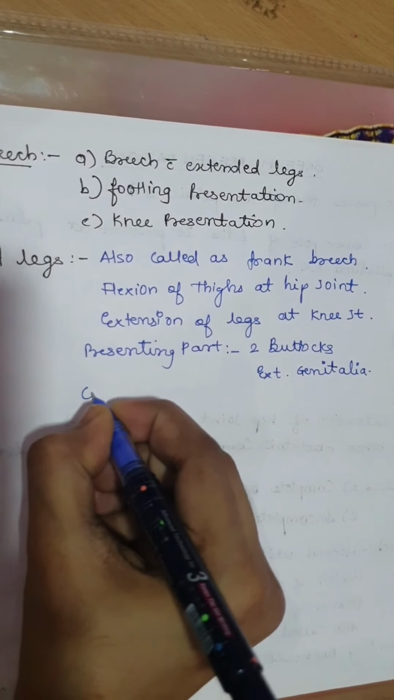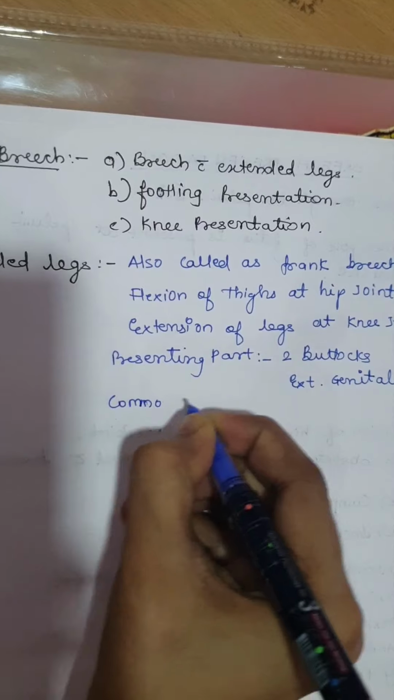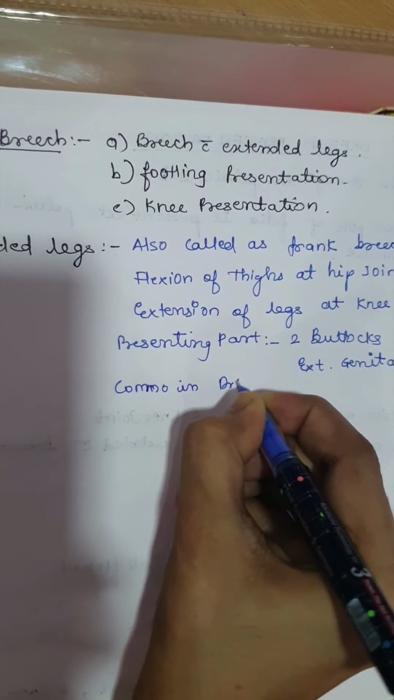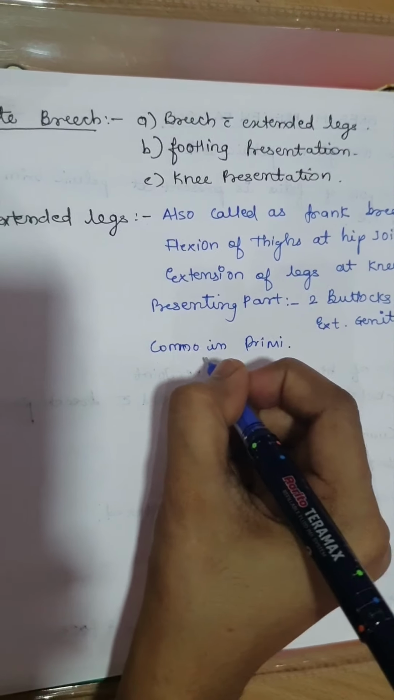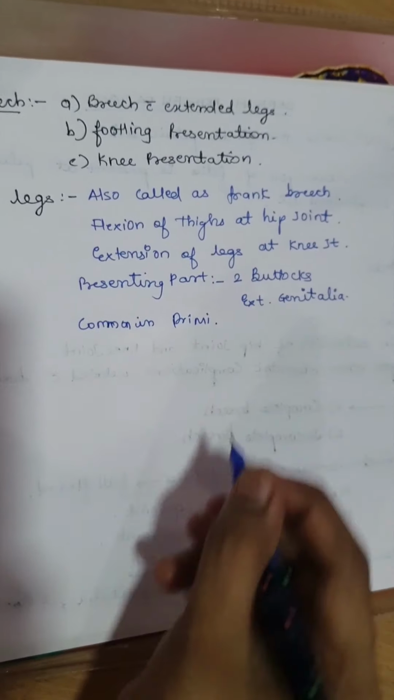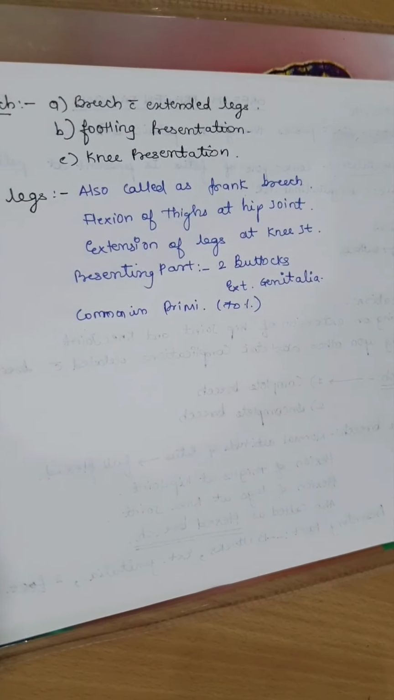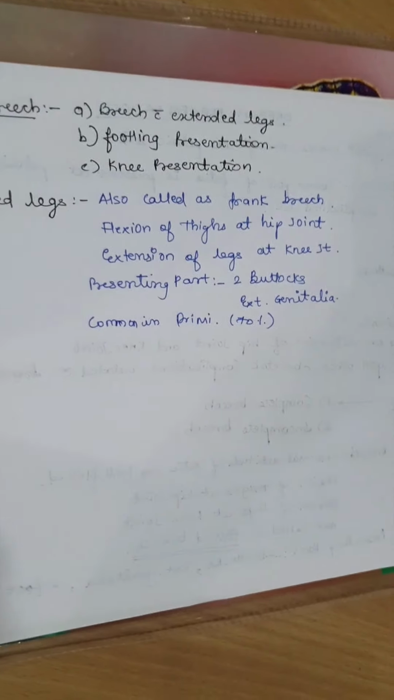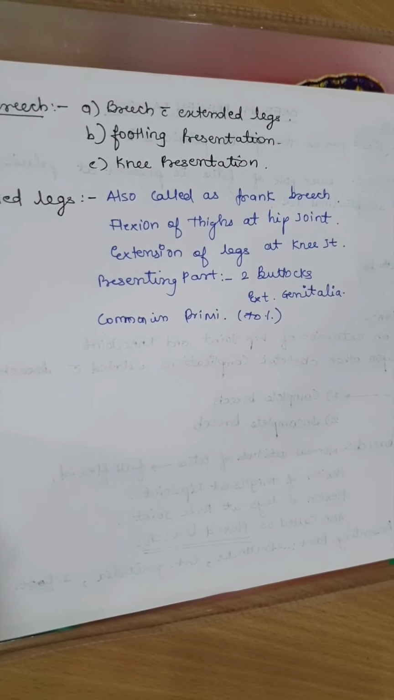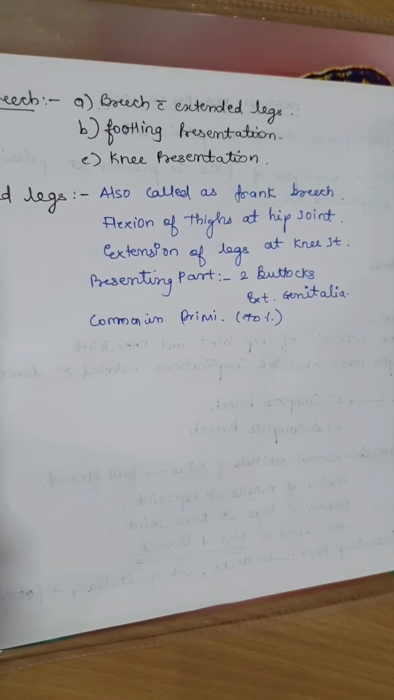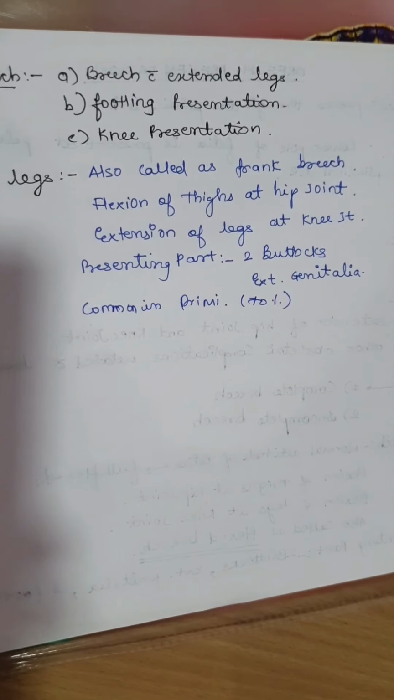And the main thing to remember over here is that this type of breech is commonly present in the primigravida. Almost 70% of primigravida will present with this breech presentation. If there is a breech presentation in that lady, it will be the incomplete breech with extended legs, that is the frank breech.